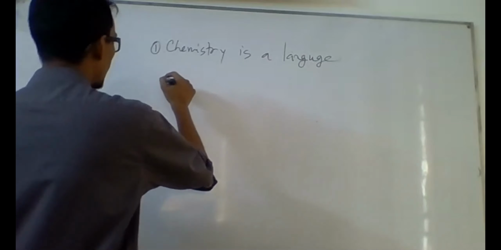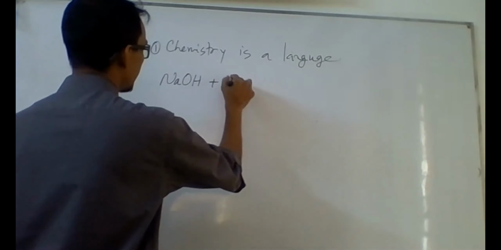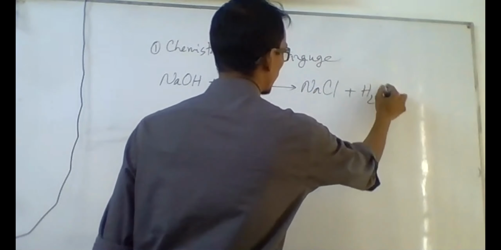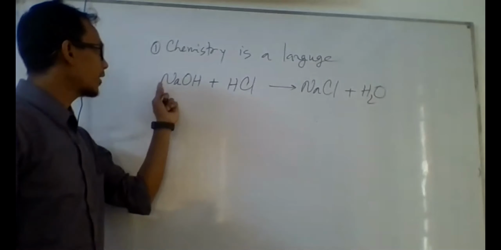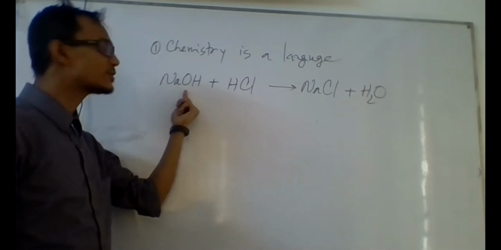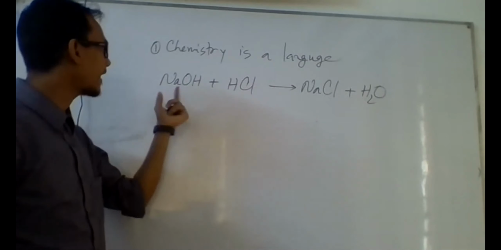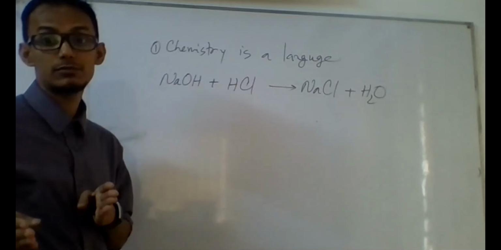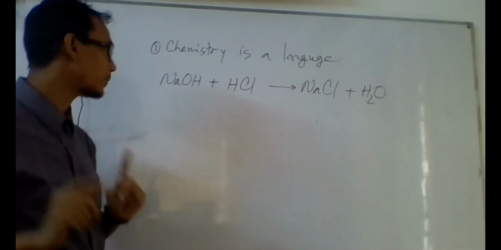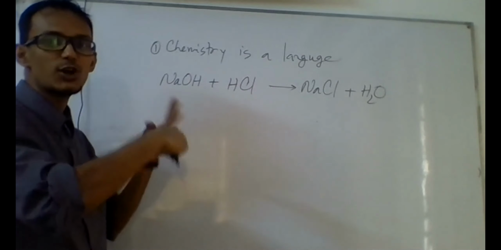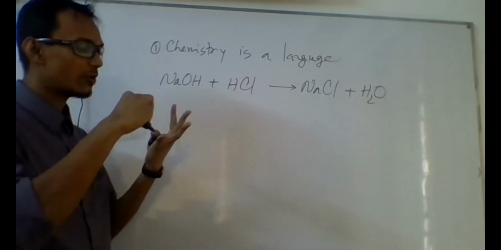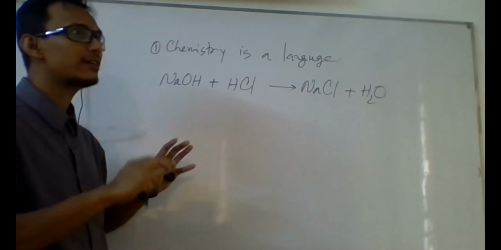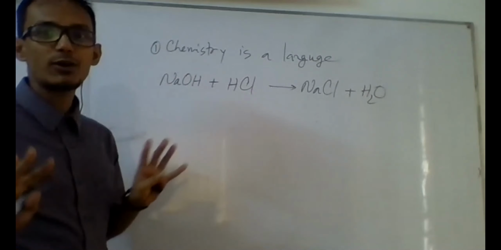So for example, I say sodium hydroxide reacts with hydrochloric acid, it forms salt and water, sodium chloride and water. See, Na is one alphabet, O is one alphabet, H is one alphabet. And how I put them together to write sodium hydroxide, it has certain spelling rule that you need to know. So first you will know the alphabets, then the words and their spelling rule.